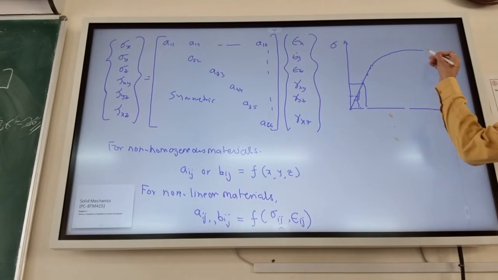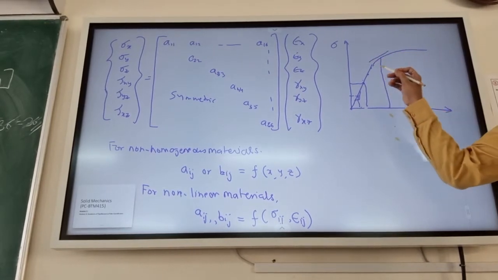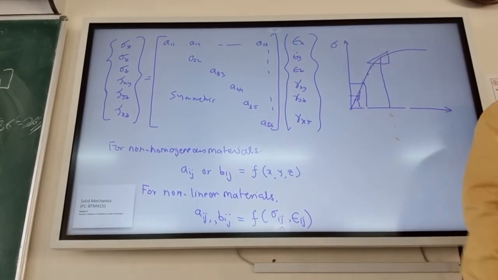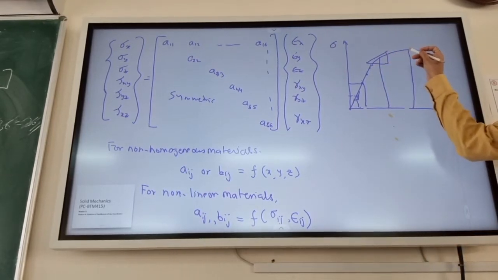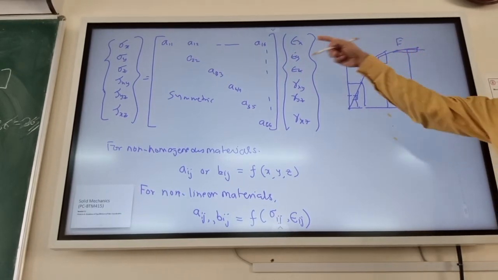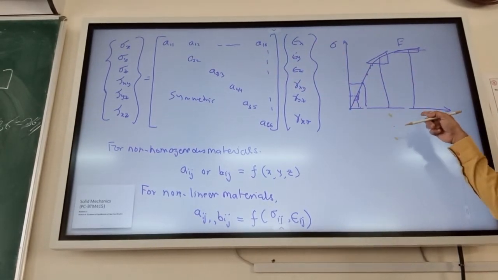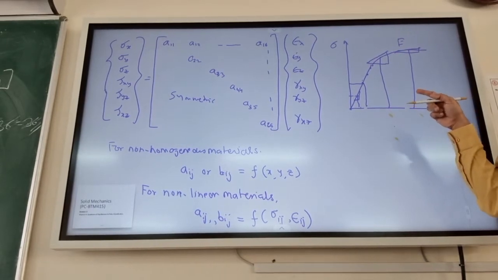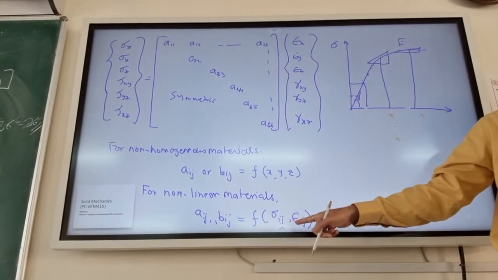When you go into the plastic zone, you will find that if you take the slope of this stress-strain curve at this point, which corresponds to the E value, one of the constants in the constitutive equation, it will be different from the E value at another point. So at every point, the E value will depend on the instantaneous value of stress and strain at that point. Depending on that, these constants keep varying. That makes the problem more complicated.